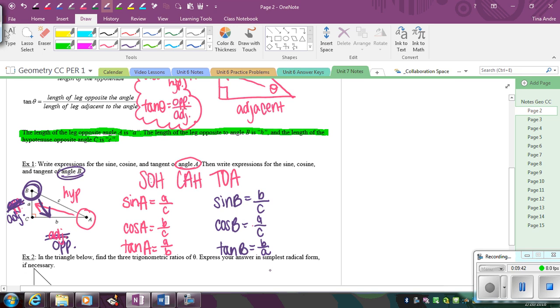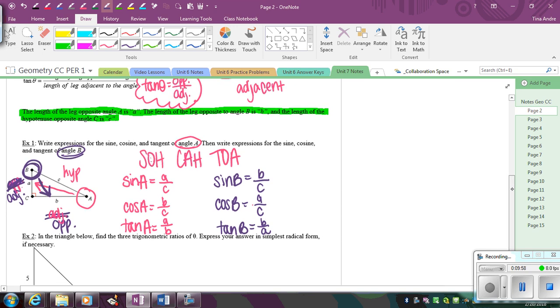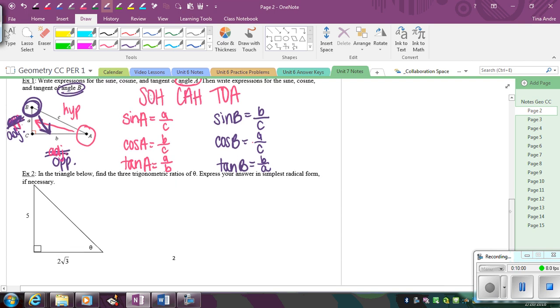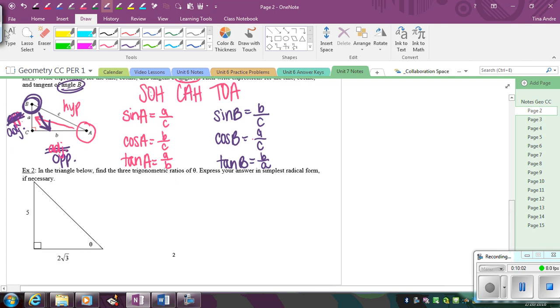There's your different ratios. Now you can see some patterns here between these, and those patterns are going to exist all the time. You start to see some similarities between the sine and cosine, and you should see some reciprocals here for the tan. We'll talk more about that, but I'm just pointing out some patterns. You should see those. And then example 2 wants us to find the 3 ratios of theta.